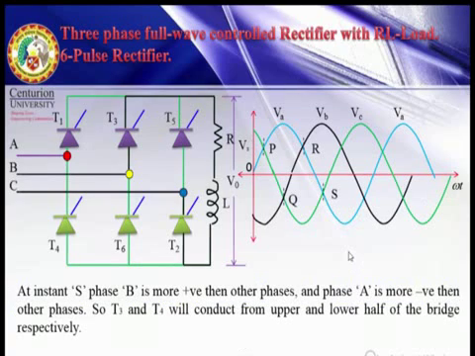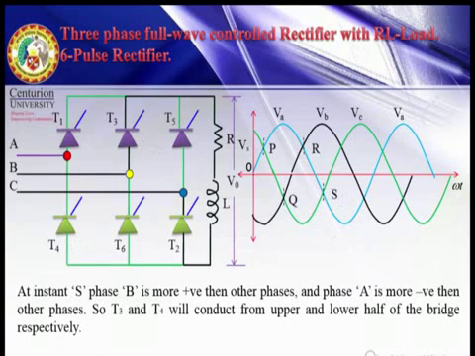Next, at instant S. At this instant, which is more positive? Phase B is more positive, and which is more negative? Phase A is more negative. Means T3 will conduct here and T4 will conduct here. One will conduct from upper half, one will conduct from lower half. Which is connected to A? T4 is connected to A from lower half, right? So T3 and T4 will conduct during R to S.